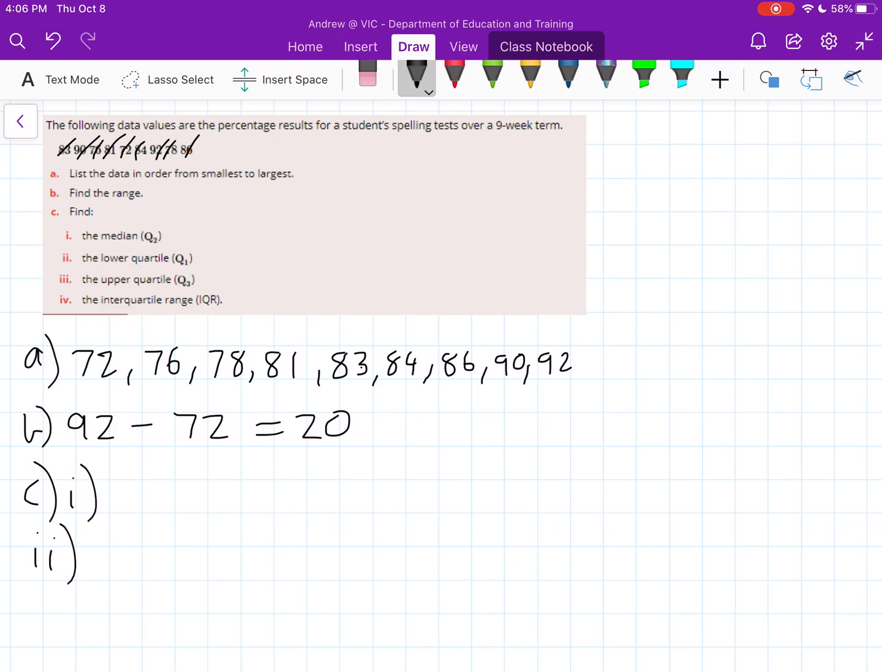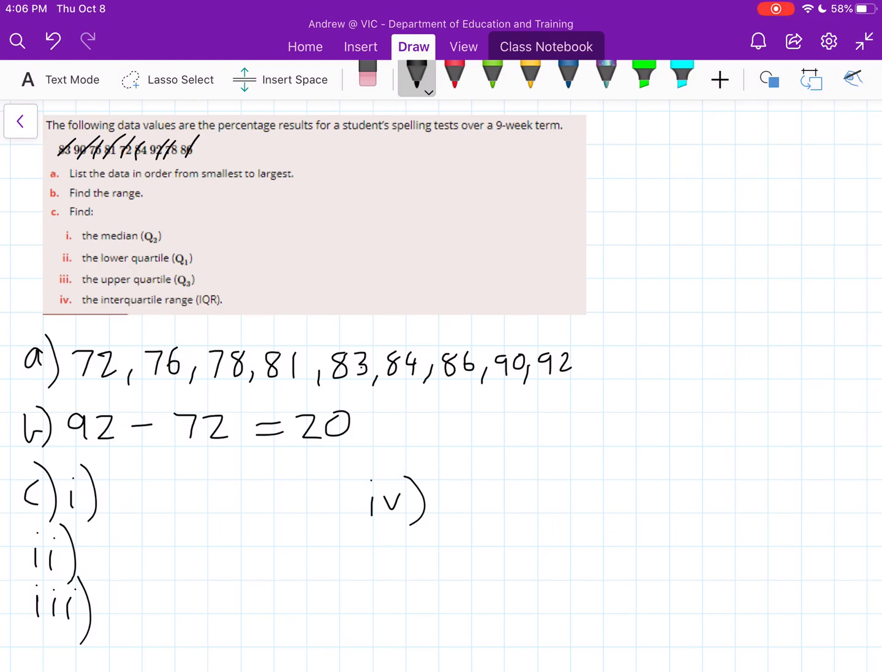So just writing out all of them. With this, our median is the middle number. So you'll see here, just double checking, that we have 9 numbers. Whenever you have an odd amount of numbers like this, you'll only have one median.